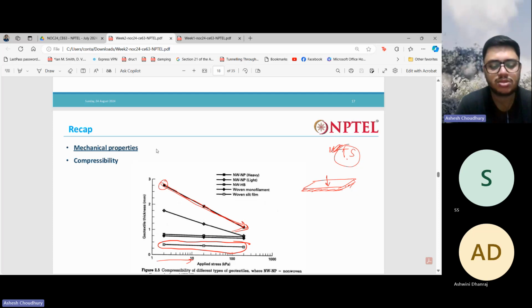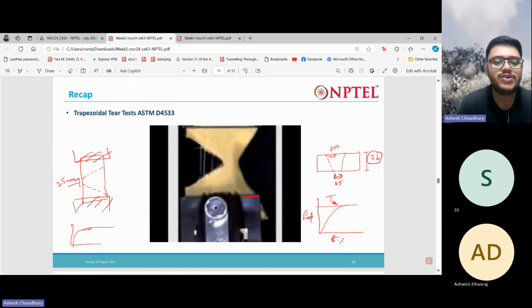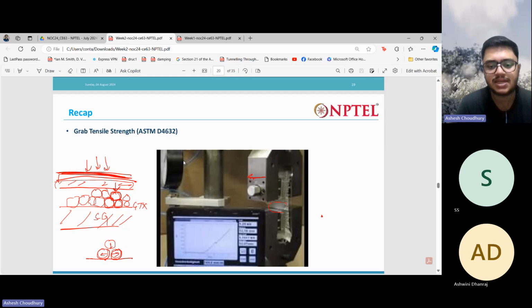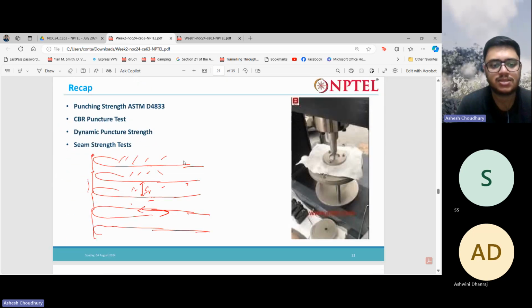I suggest the book by Dr. Robert M. Koerner, which is really very good. Everything is given in detail there, and you should go through it. Then we saw some videos on how these tests are done: trapezoidal tear test, wide-width tensile strength test, all these things. Then CBR and the puncture test, all this we saw.